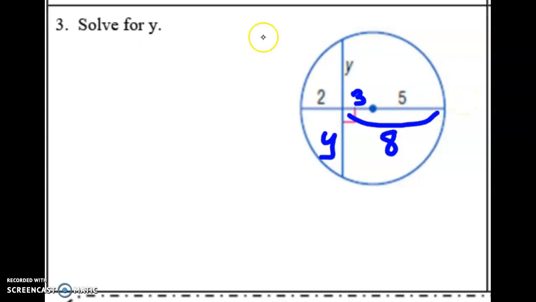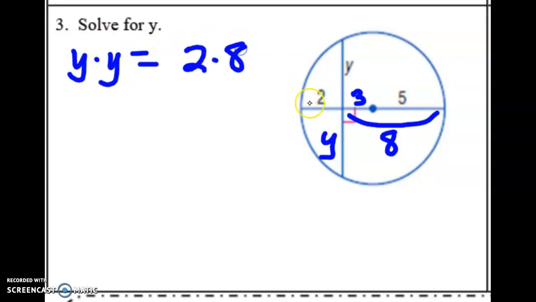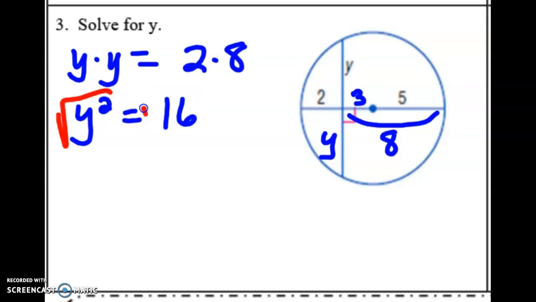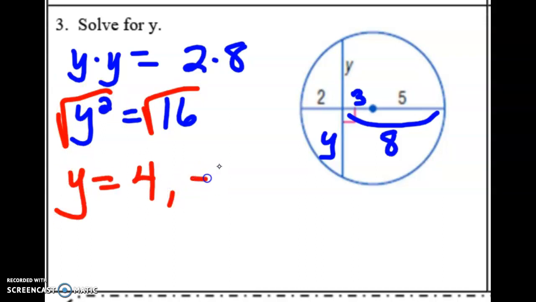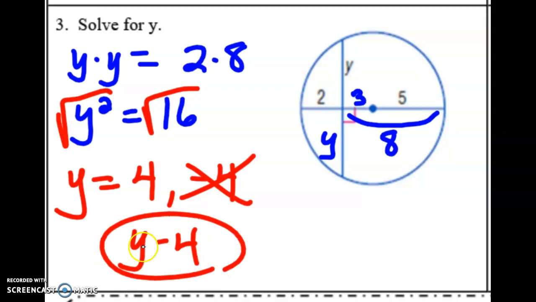So when we do our math, we're going to say y times y, which we all know is y squared, will be equal to 2 times 8, which is part times part. So y squared is going to equal 16. Of course, to solve this quadratic, we take the square root, and we know it is plus or minus 4. Again, a negative 4 wouldn't make sense, so your only answer is 4. Okay, there you go. Another short and sweet.